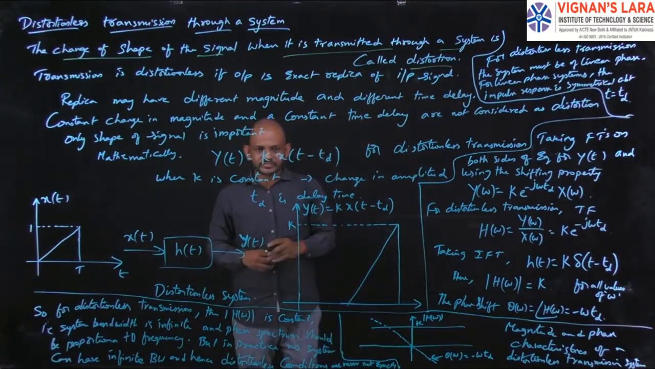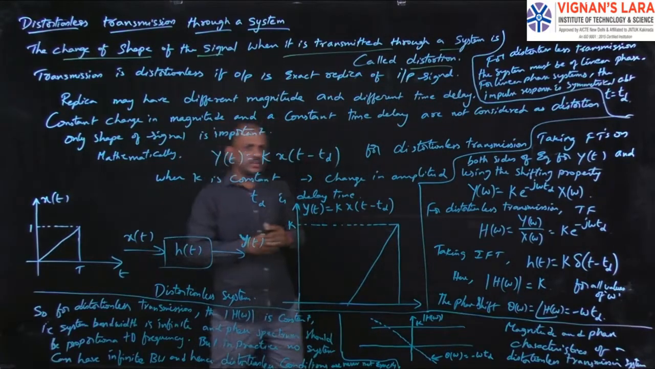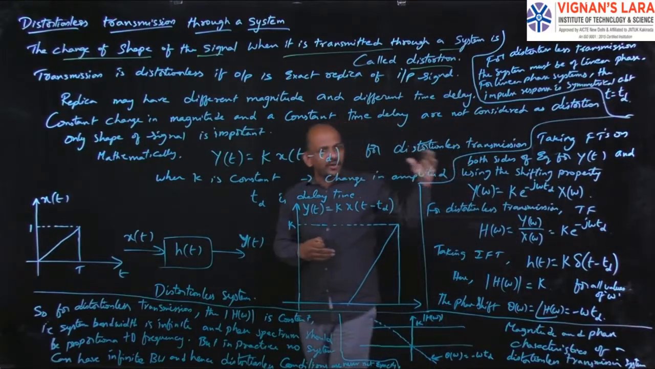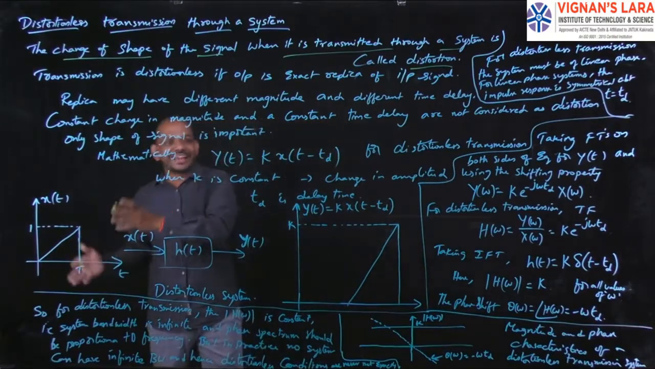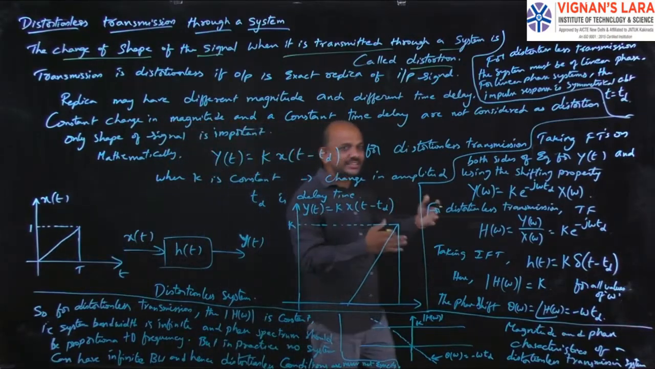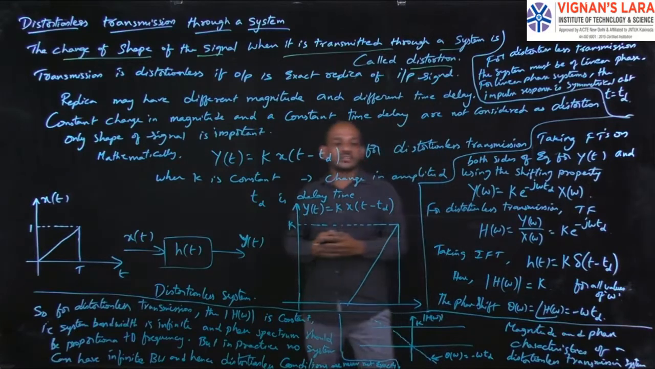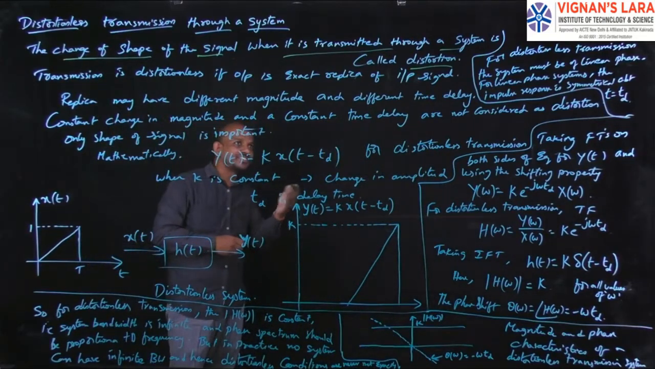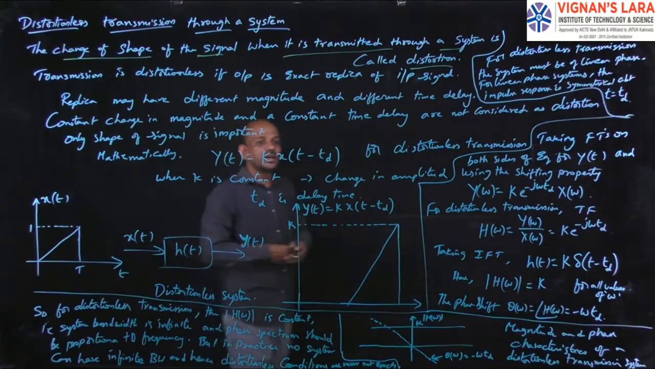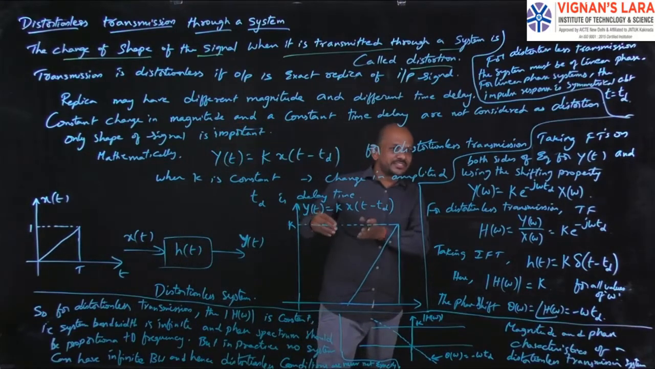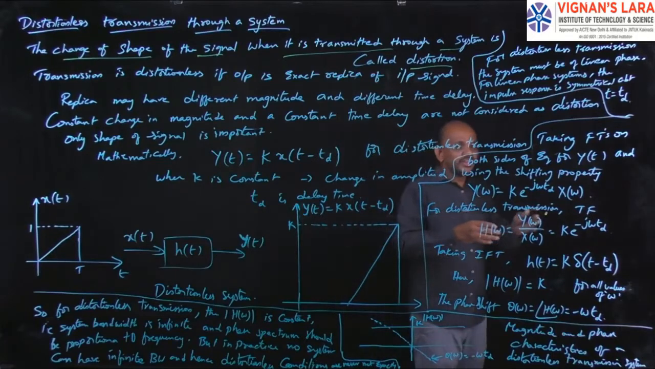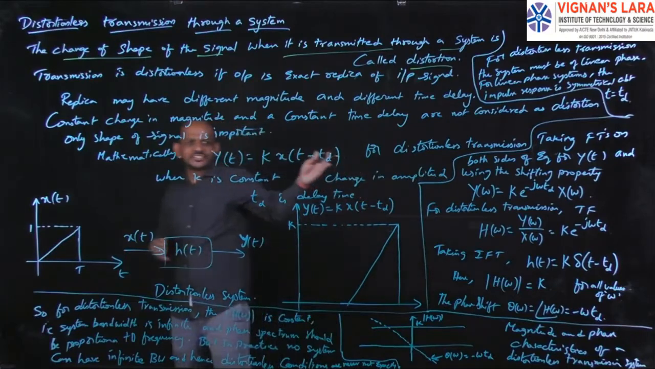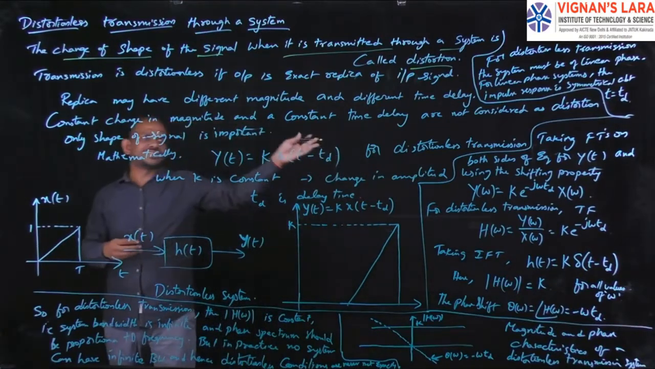Consider a system. If you apply some input signal x of t, the system will process the signal and produce the output y of t. So if the shape of y of t is different from x of t, then I can say that the signal is distorted. That is nothing but distortion. When we transmit a signal through a system, if the shape of the signal is changed at the output, then we call that distortion.